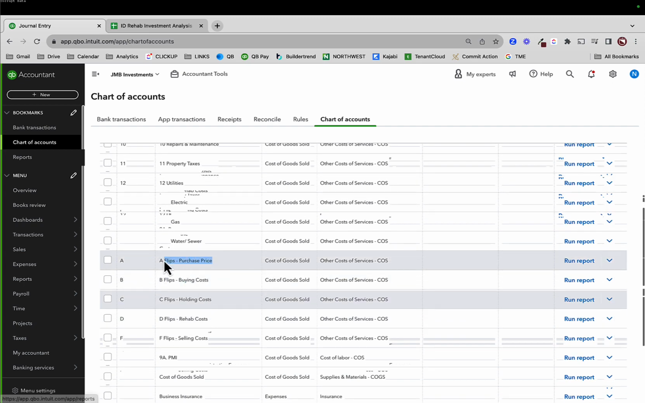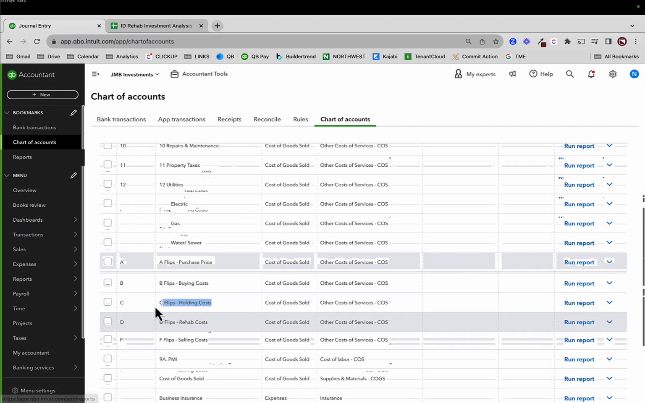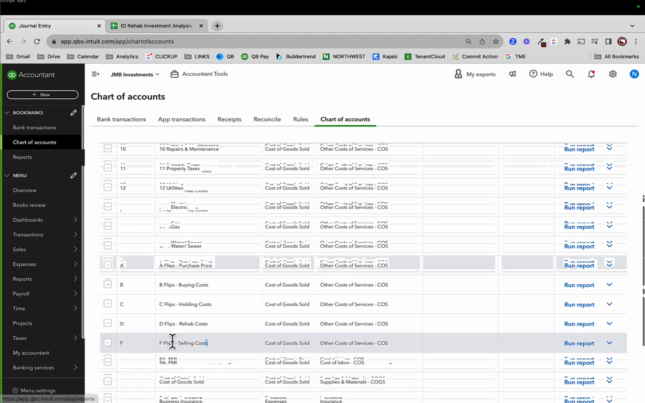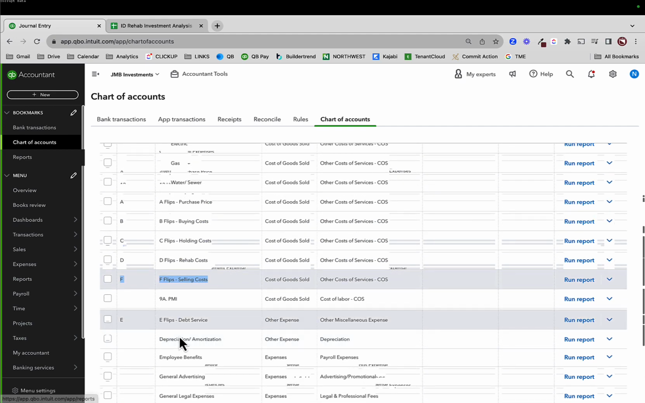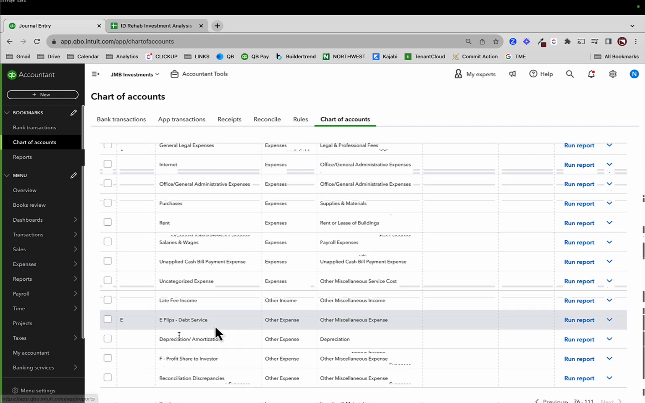I've got my purchase price, buying costs, so like closing costs when I buy it, holding costs, rehab costs, selling costs, and then I have my debt service. I actually choose to put my debt service down in other expense. I'll talk about that as we go. So I have those ready to go.